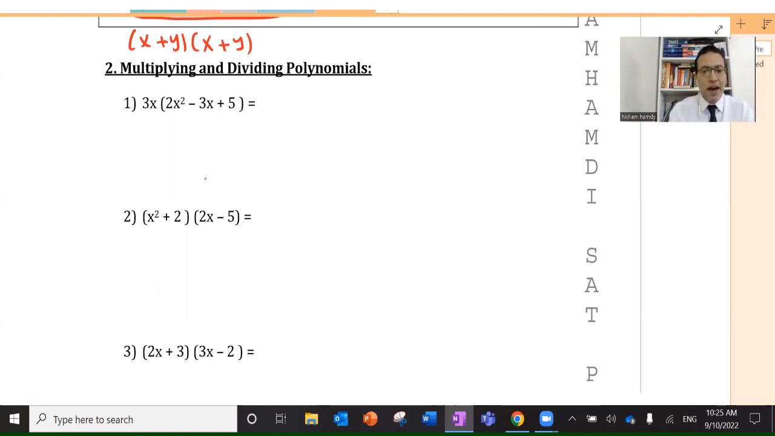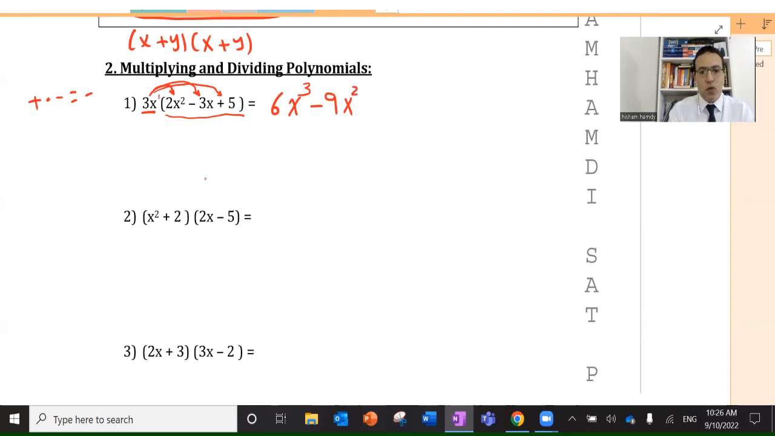Question number 1: I have one term outside a bracket of 3 terms. So I'm going to multiply 3x by 2x squared, and 3x by negative 3x, and 3x by 5. 3 times 2 is 6. x power 1 times x power 2, I'm going to add the powers, so it's going to be x power 3. 3 times negative 3 is negative 9. Positive multiplied by negative gives me negative.